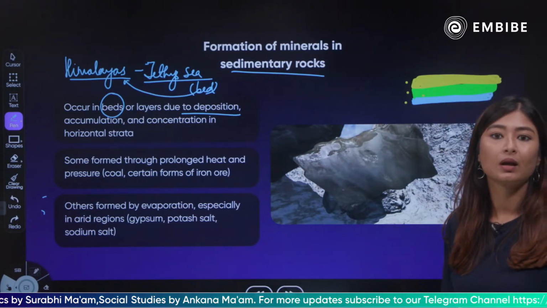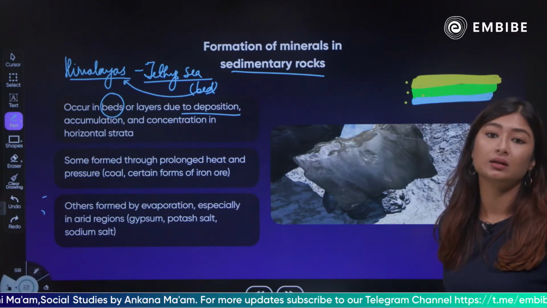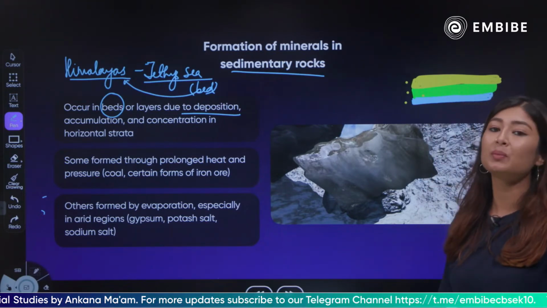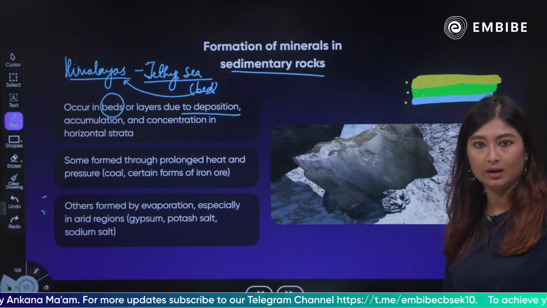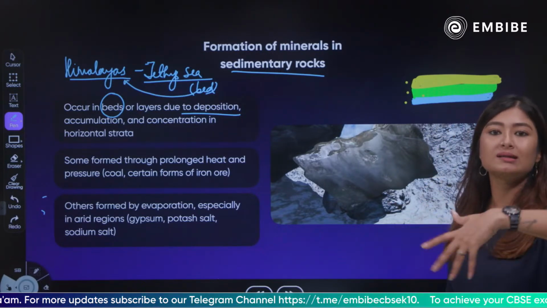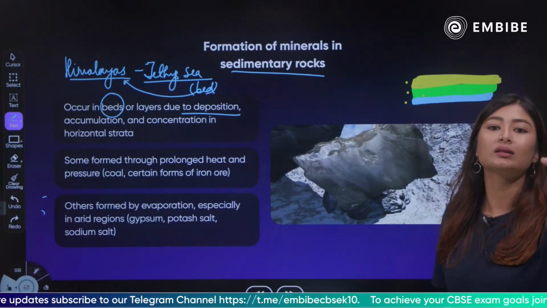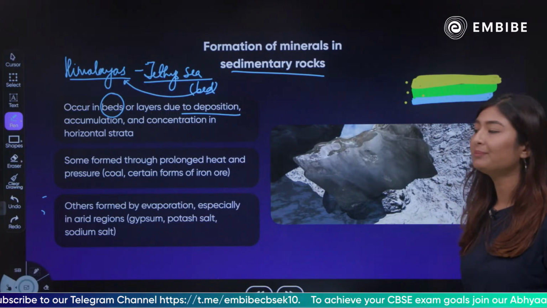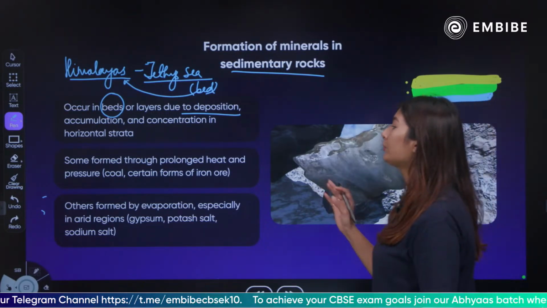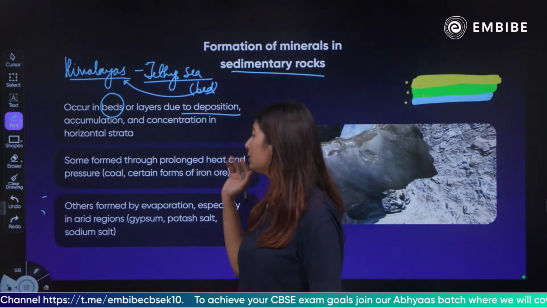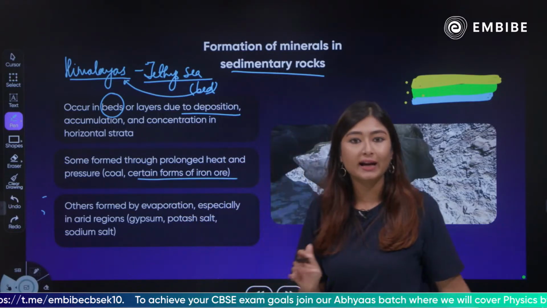Okay? Mica is a mineral. Right, Vasundhara? Mica is a mineral. It is not a rock per se. So it occurs in rocks. It can occur in rock, but it's not the same as that. Okay? Some are formed through prolonged heat and pressure: coal, certain forms of iron ore.